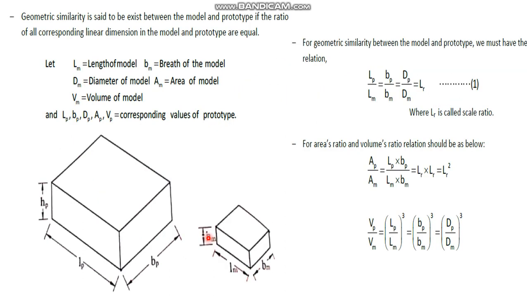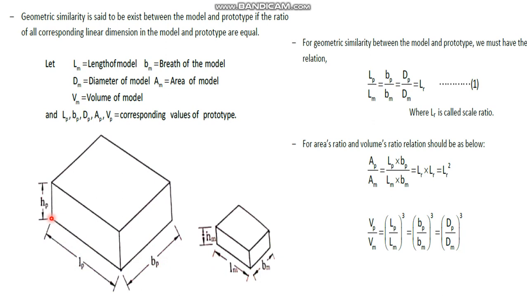So the first one is the geometric similarity. There exists a geometric similarity between the prototype and model if the ratio of the corresponding linear dimensions is equal. The ratio of corresponding dimensions should be equal.